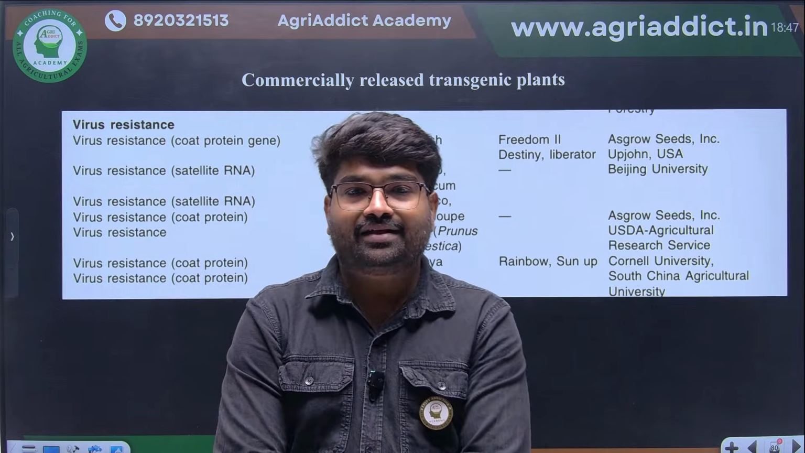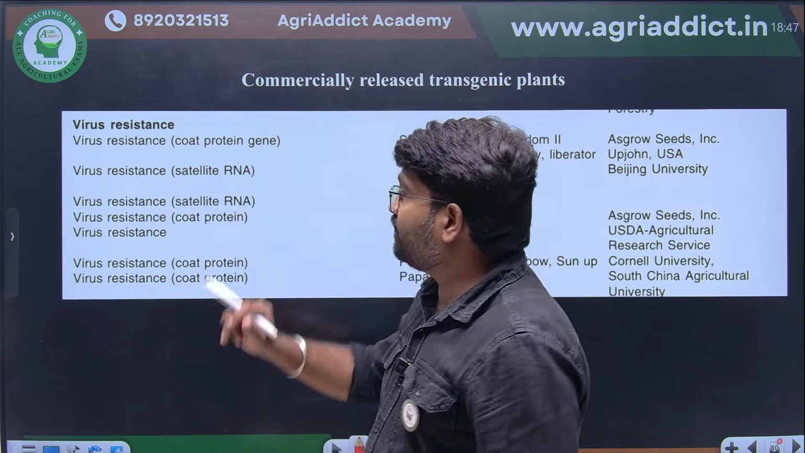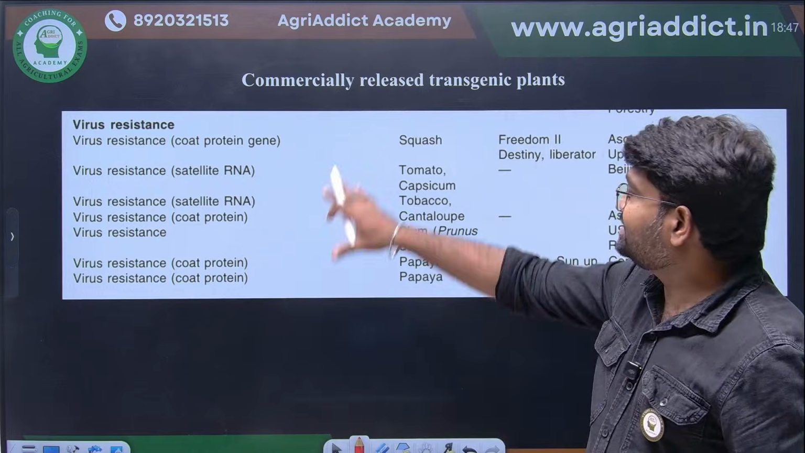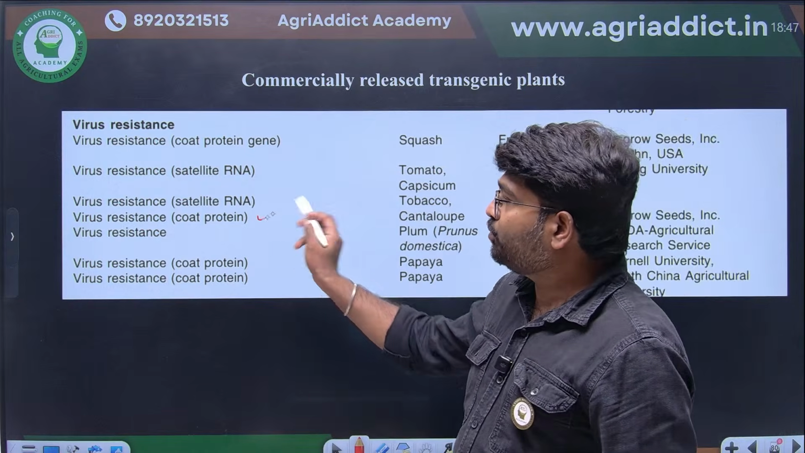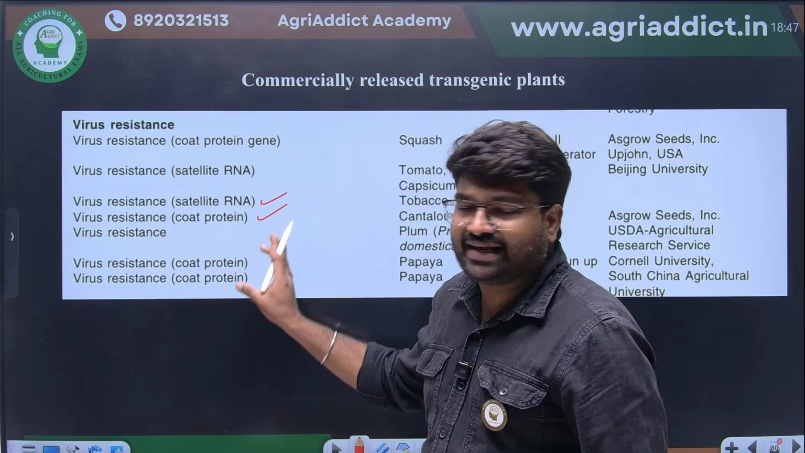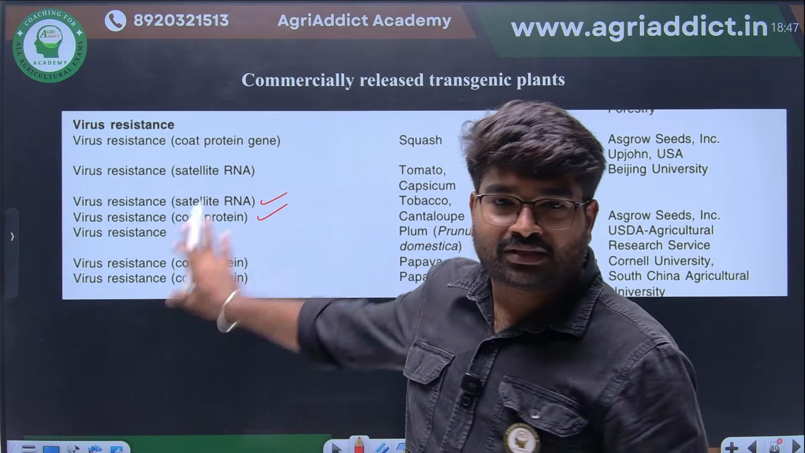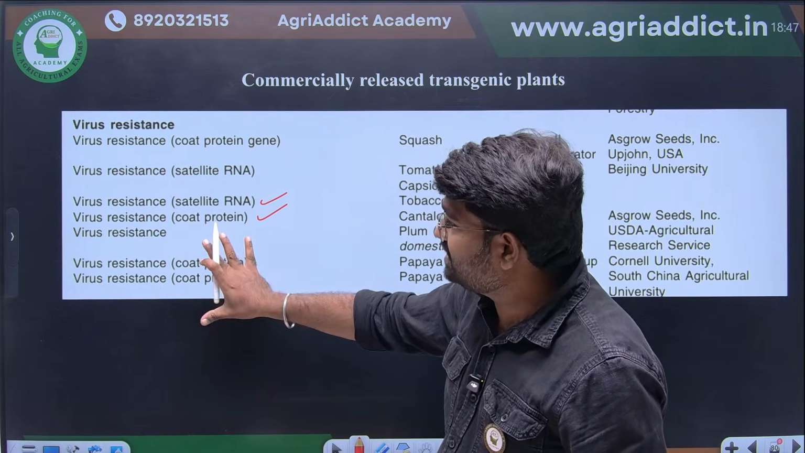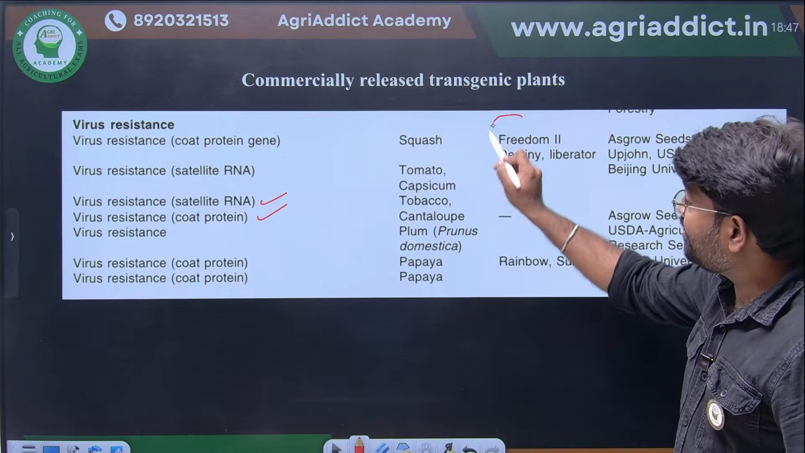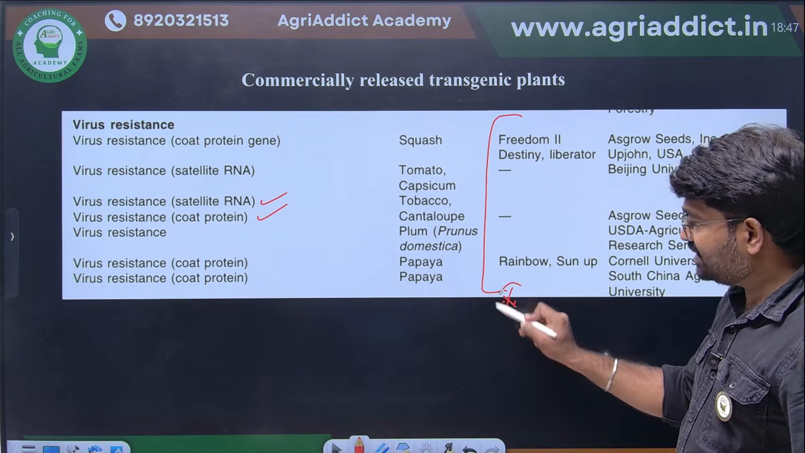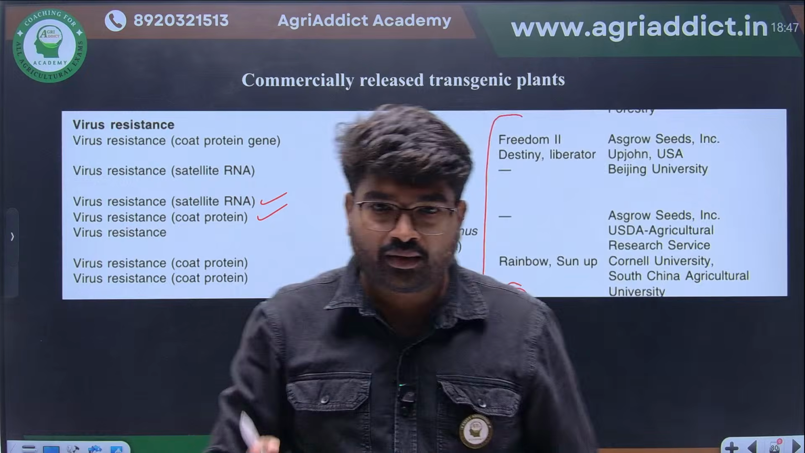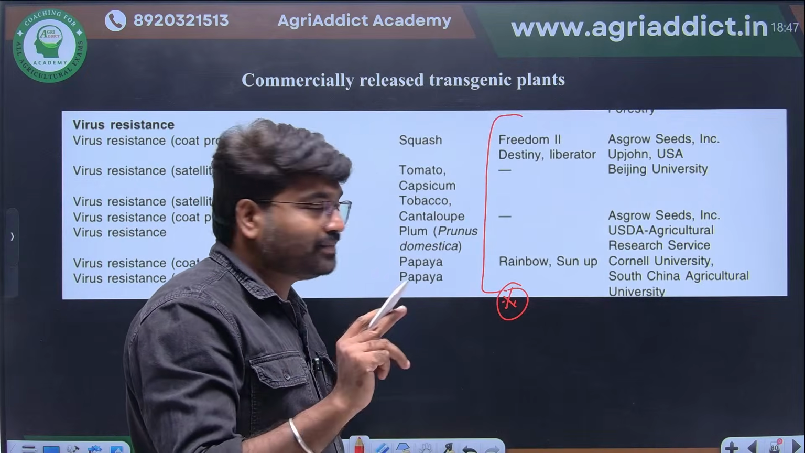Then another thing, for disease resistant and virus resistant. For virus resistant, what can they use? They can use coat proteins, satellite RNA. Virus resistant is not that important, just go through it once. These are the different genes, but what varieties they have developed is very important.